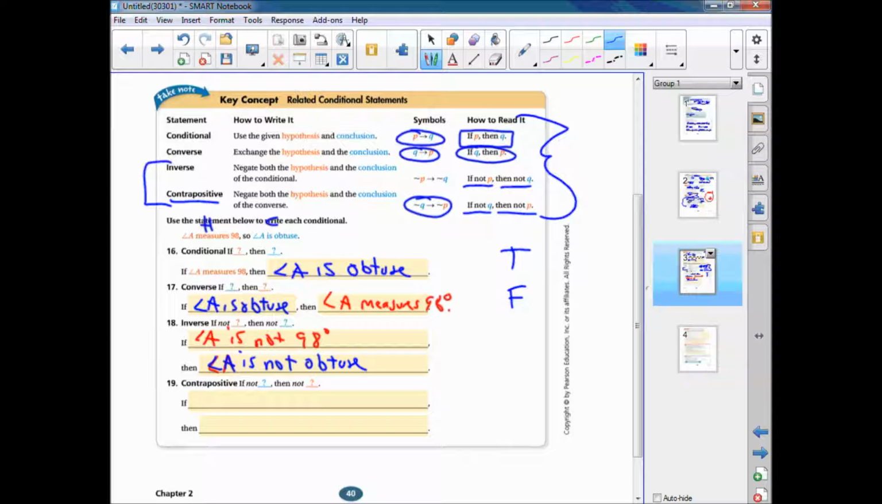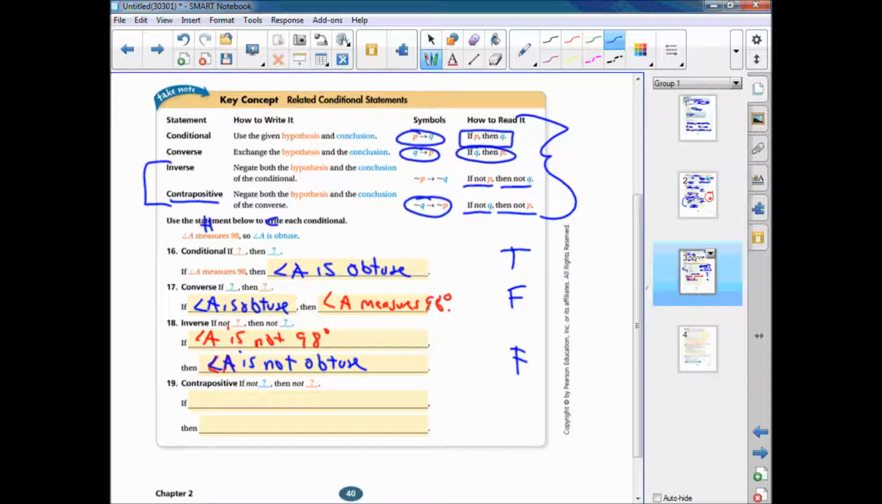And let's think about the truth value of that for a second. Angle A is not 98 degrees. So that means it's any other angle other than 98, any other measure. Angle A is not obtuse. So I could say angle A was 100. That would make the hypothesis true. And the conclusion would then be false because 100 is definitely obtuse.